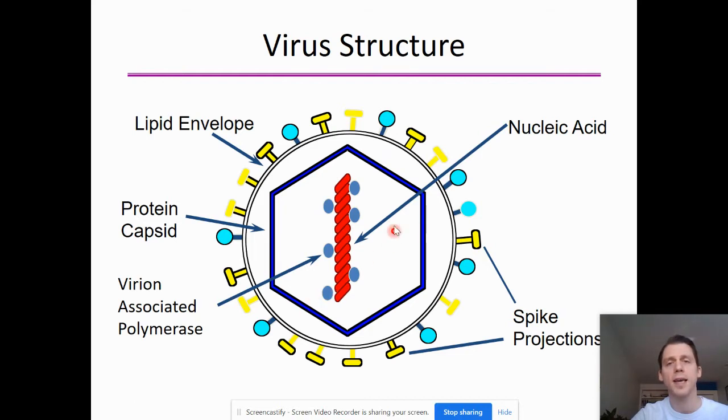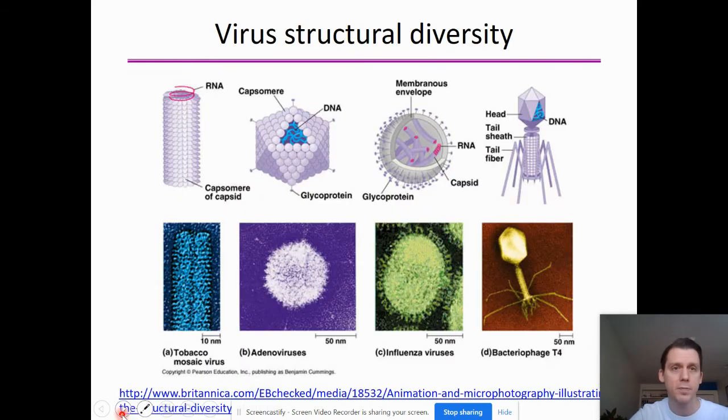So here we see that again. We have the nucleic acid. We have the protein capsid. Some viruses have what's called a lipid envelope. So this lipid envelope may be derived from something they infect. And these are some of the spike projections that are on the outside of the virus. So this virus has an envelope, but they don't all have an envelope. So viruses are very diverse, and we'll find out why later.